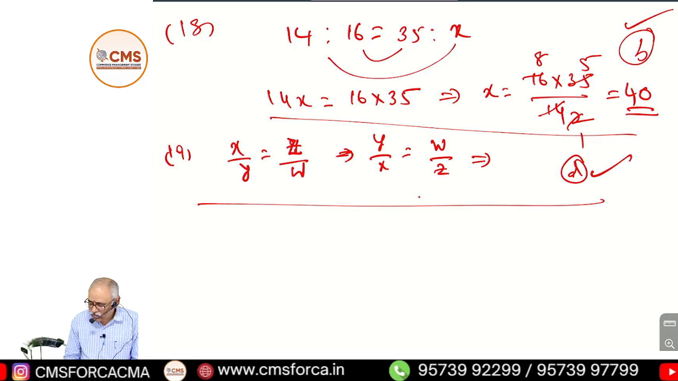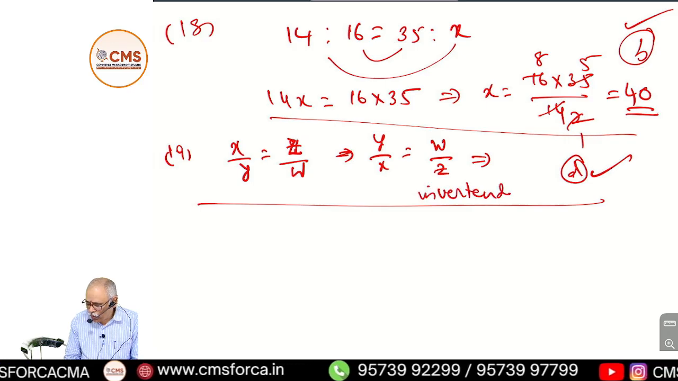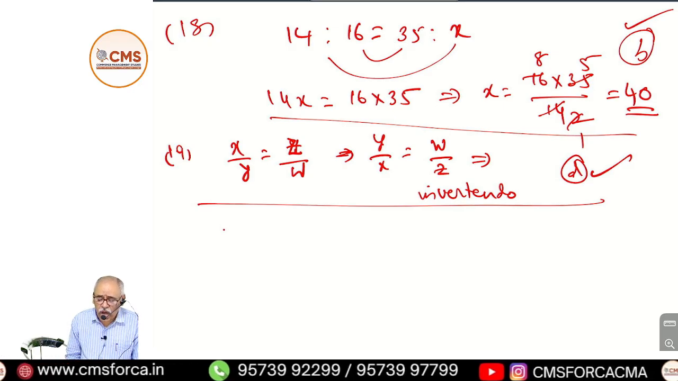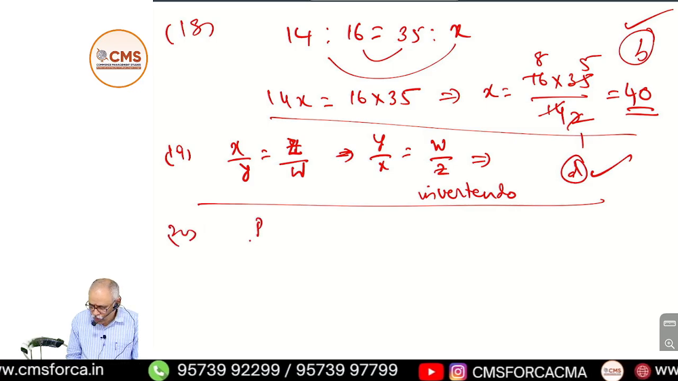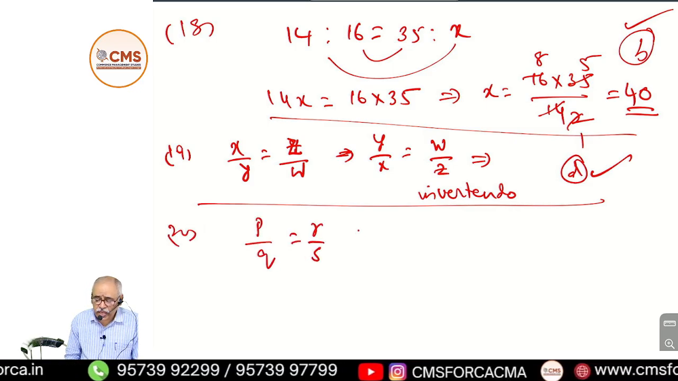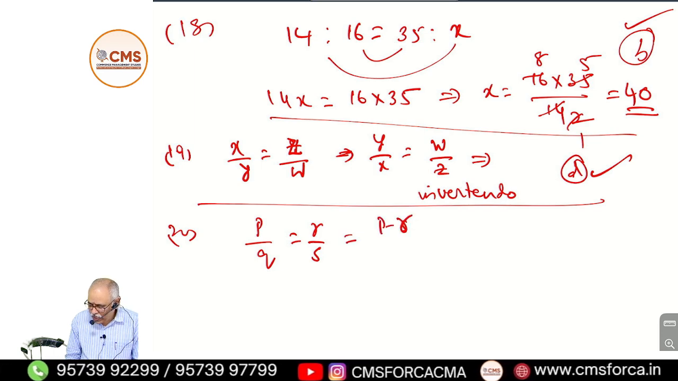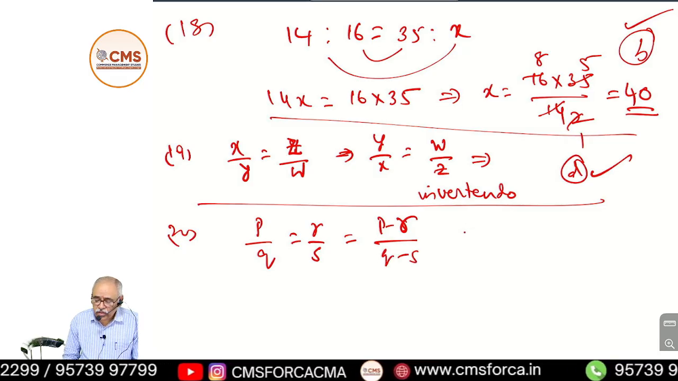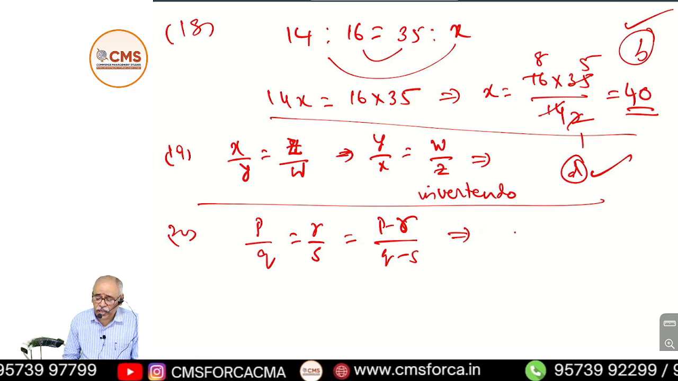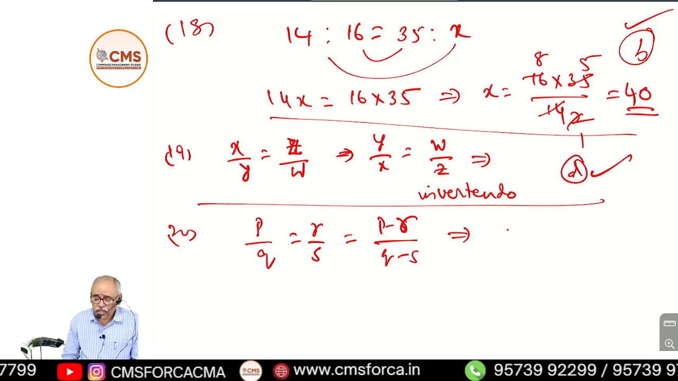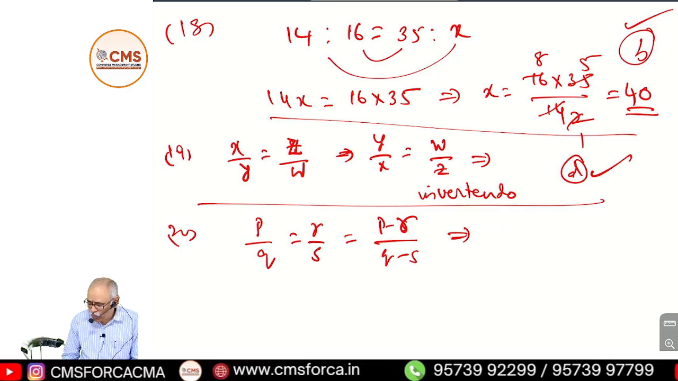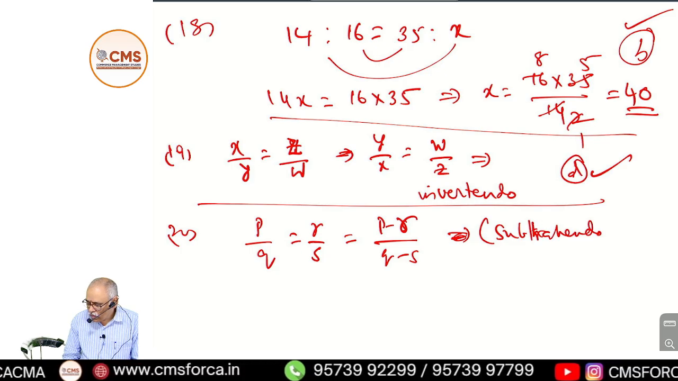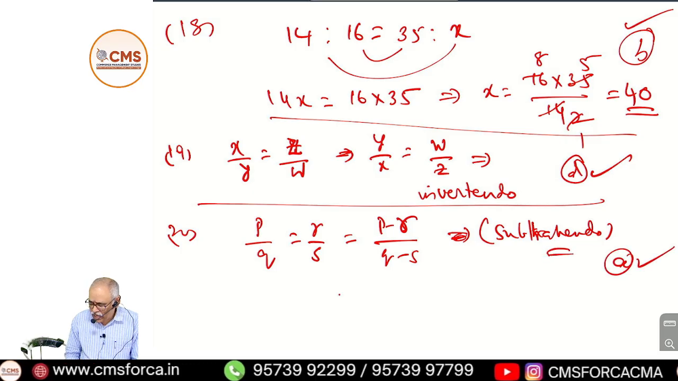What is it? Invertendo. Next one, P by Q equal to R by S is equal to P minus R by Q minus S. This process is called, is any particular name there for this? Subtrahendo. Option A is correct.